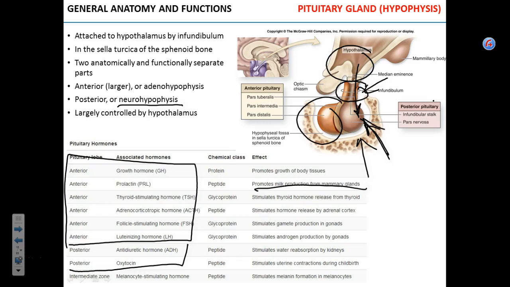Okay? And then there's a melanocyte-stimulating hormone. We aren't really talking about it. It's technically produced by the intermediate zone, but in many cases, it is sort of moved into the group of anterior pituitary hormones. We're not going to mention it. Okay?